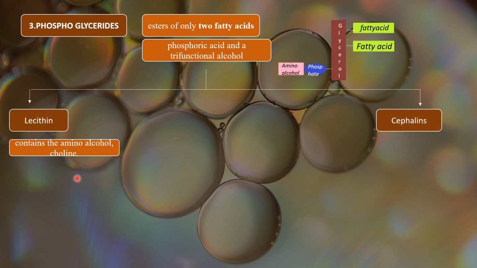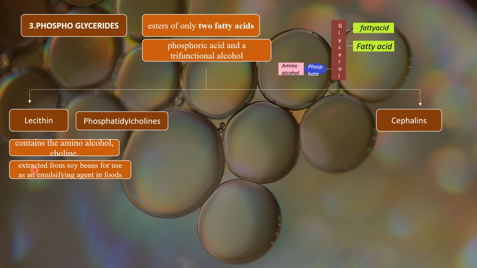Let us see what lecithin is. Lecithin contains the amino alcohol choline. When in this structure the amino alcohol present is choline, it is called lecithin. Lecithin is also called phosphatidyl choline, because it is a phosphoglyceride having a phosphate group with choline as the amino alcohol. Lecithins have been extracted from soybeans for use as an emulsifying agent in foods.